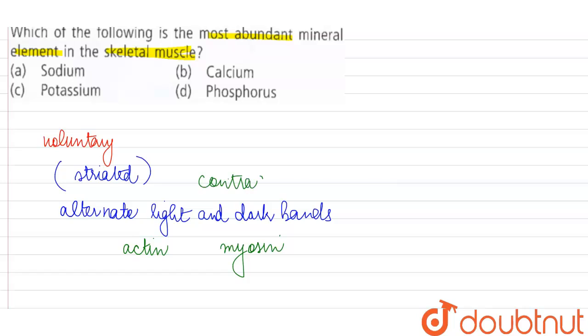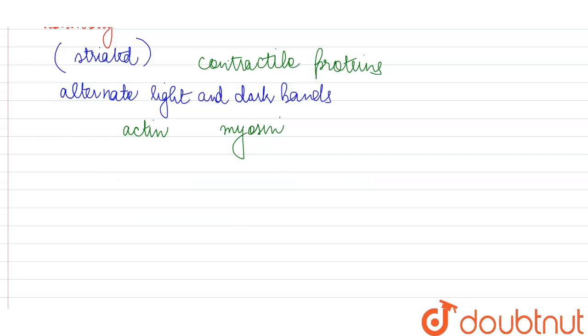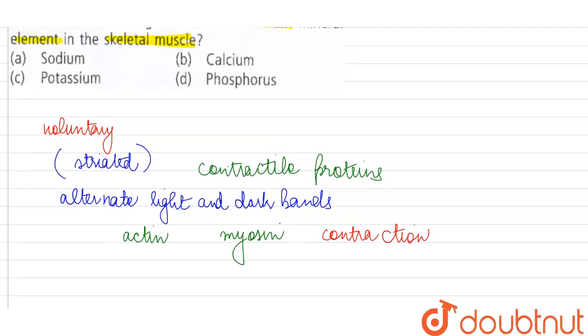So these actin and myosin proteins are necessary for the contractile activity, for the contract muscles, because both of these proteins are going to bind with each other, and only then the muscle fiber can show contraction. So what is the role of a mineral element in this?